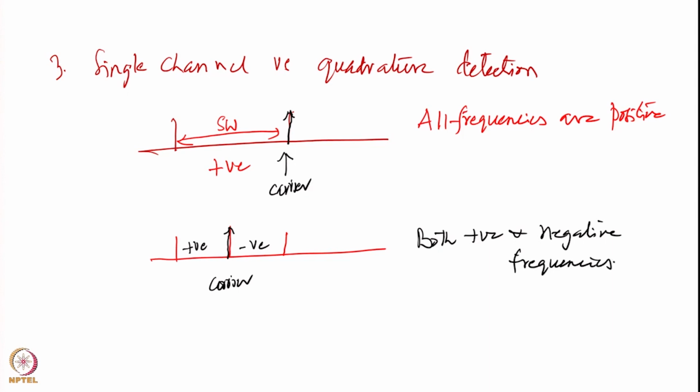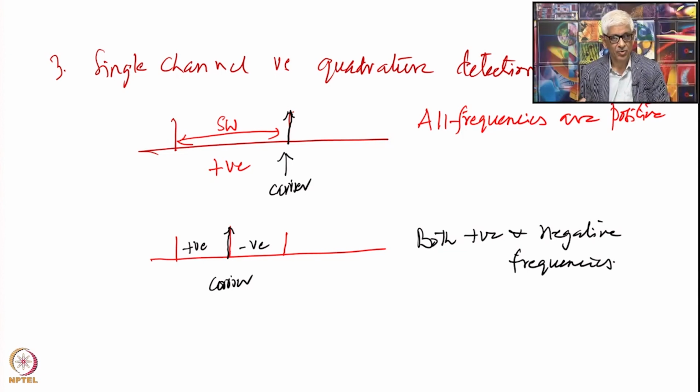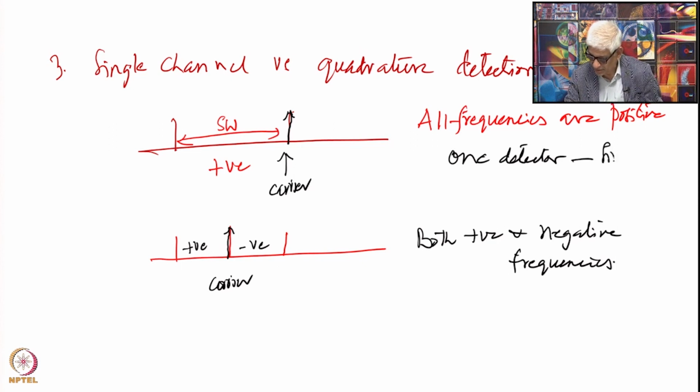So when you have this sort of a situation, where all frequencies are positive, you need to have one detector. Because all frequencies have the same sign, there will be no difficulty, there will be only one kind of signal present. Now this is called single channel, because there is one detector.